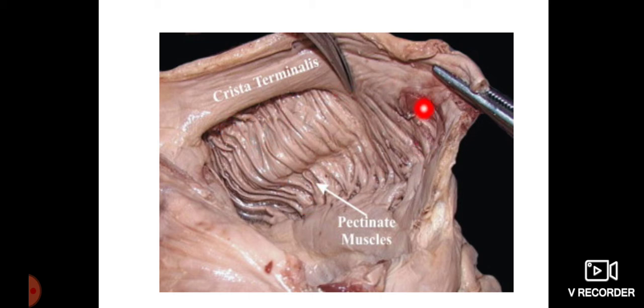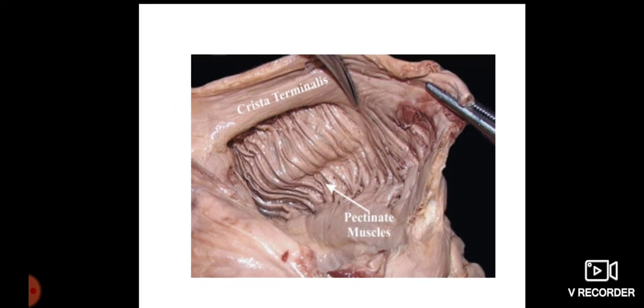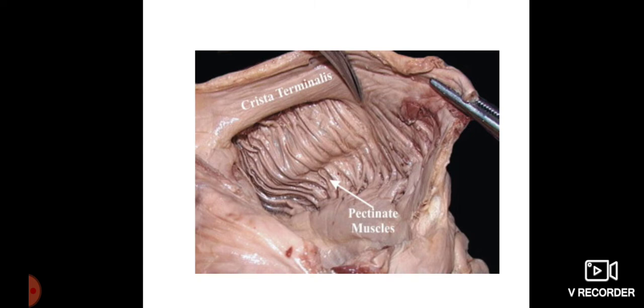These are the muscular projections, collectively called musculi pectinati, or pectinate muscles, arising from the cristae terminalis. So it has a comb-like appearance. This is the stem of the comb from which the bristles arise. So it looks like a comb, but the posterior wall is smooth.